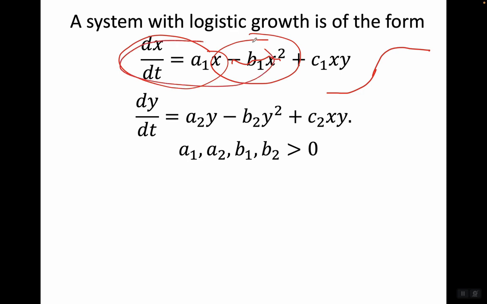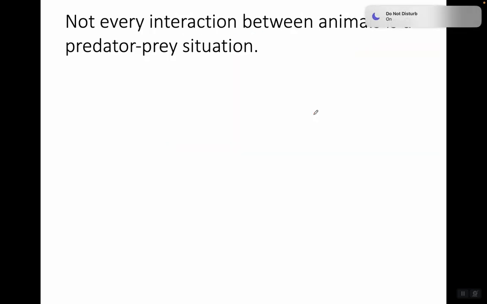So again, if you were to graph x, that's what it would look like based on dx/dt. In the same fashion, dy/dt would look like this. Now, as for the C's, c1 and c2, those could be positive or negative, and that affects the kind of relationship these animals have with each other. Not every interaction between animals is a predator-prey situation.